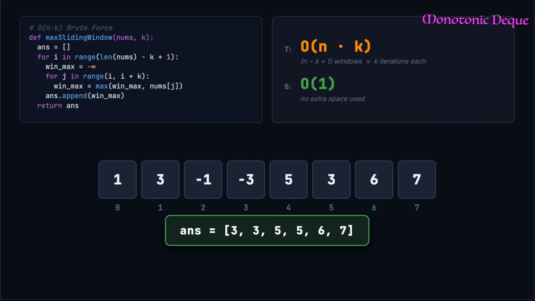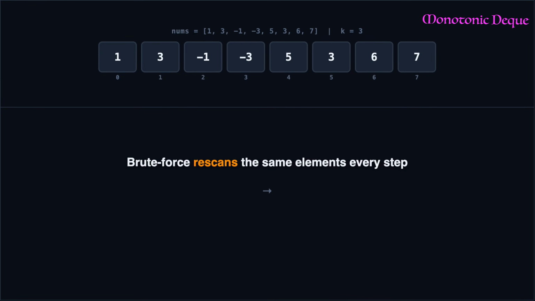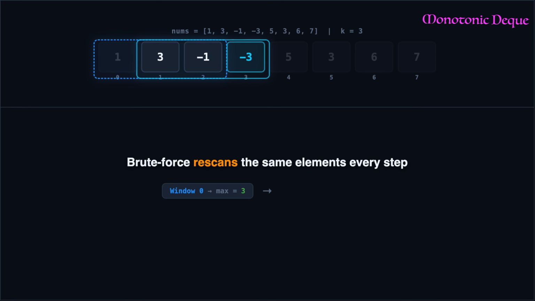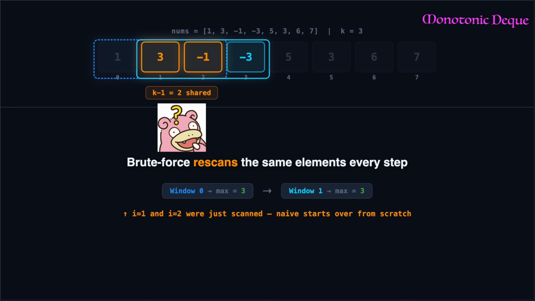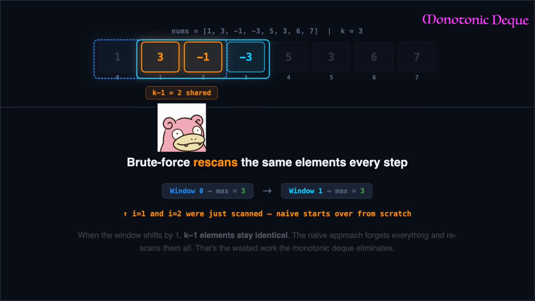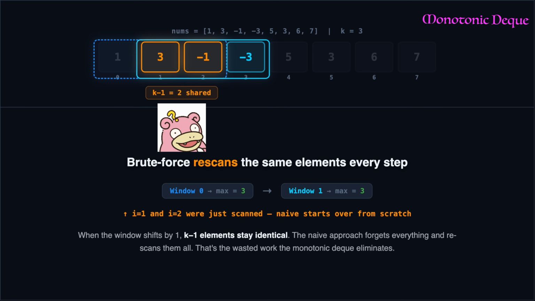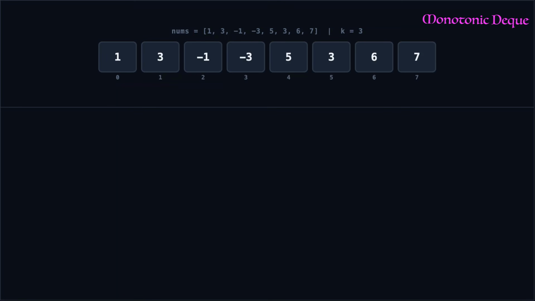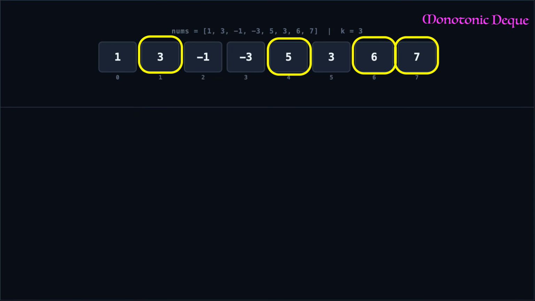The brute force method, as you might have noticed, is highly repetitive. When the window shifts by just one position, k minus 1 elements stay exactly the same, and the naive approach has an amnesia of some sort. It forgets everything it saw in the previous step and rescans those same overlapping elements all over again. So how about, instead of rescanning, we keep a short list of candidates, which are elements that could still be the maximum of the current or any future window. And which data structure can help us here?